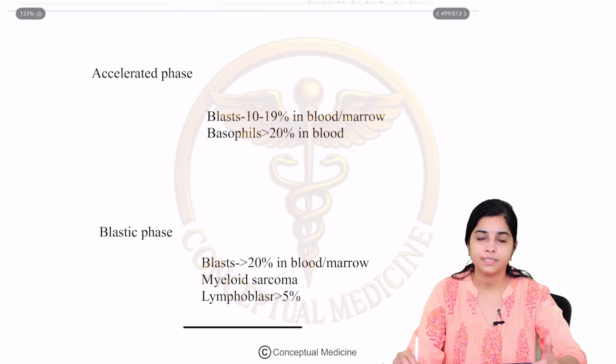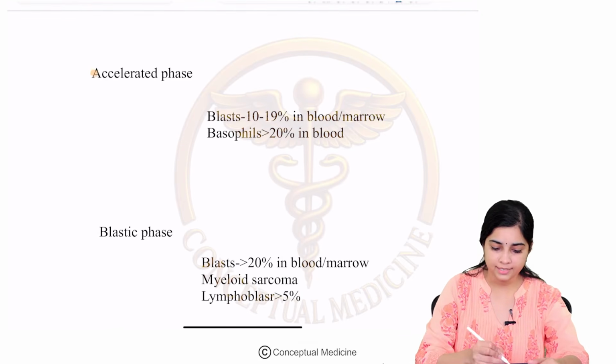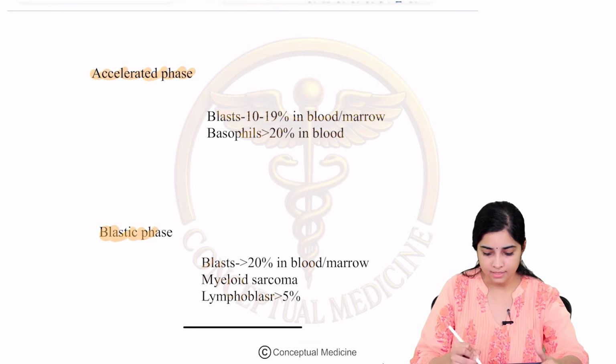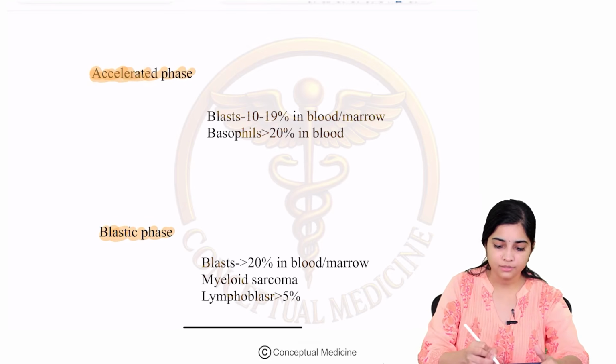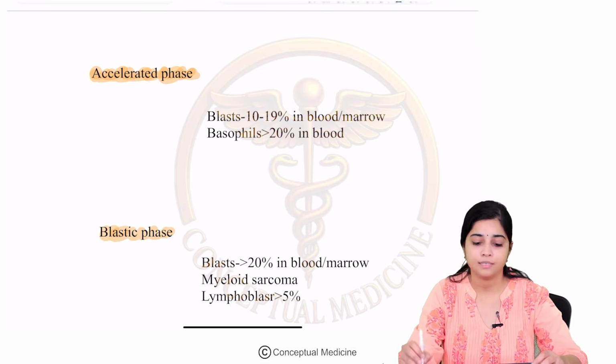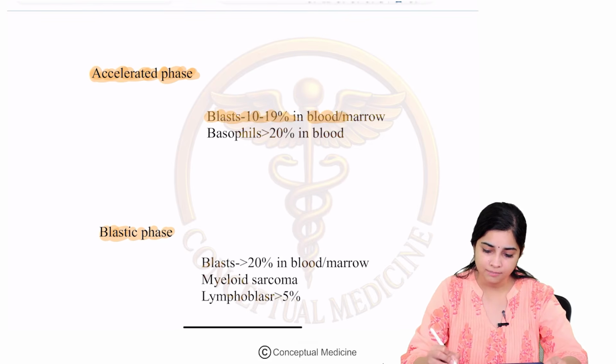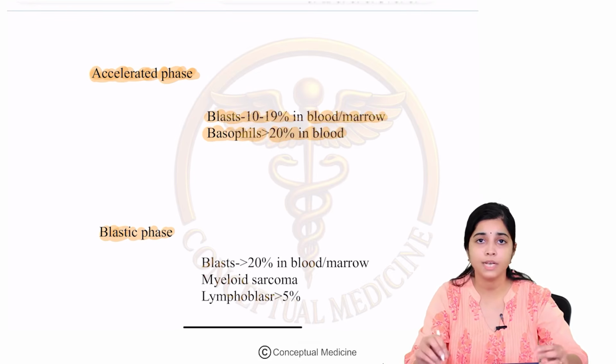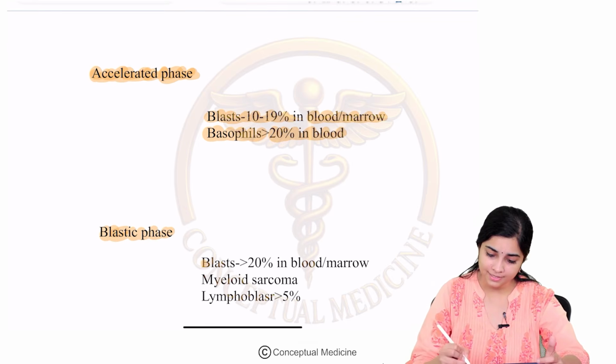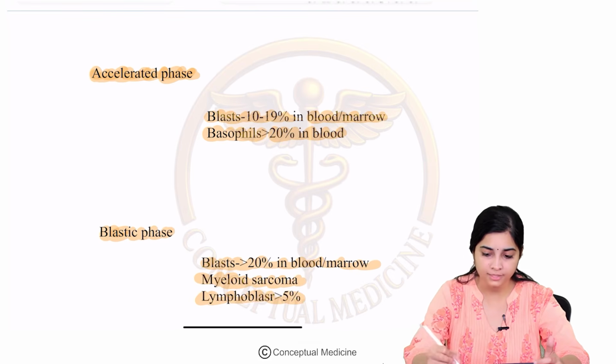Then you have to remember that as per WHO, there are certain other variants of clinical presentation, which are the accelerated phase and the blastic phase. CML can go into the accelerated phase and blastic phase. In the accelerated phase, the blasts are 10 to 19% in the blood or bone marrow and there are increased basophils, more than 20% in the blood. This is what we call the accelerated phase. In the blastic phase, the blasts are more than 20% in the blood or in the marrow. There is sometimes evidence of a myeloid sarcoma and the lymphoblast percentage is also more than 5%.